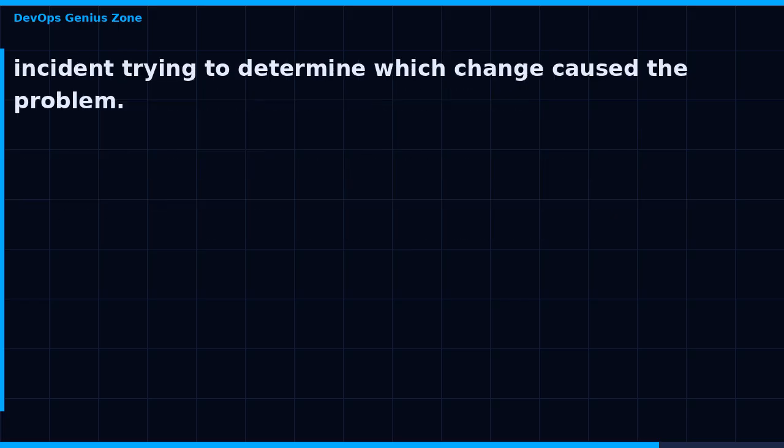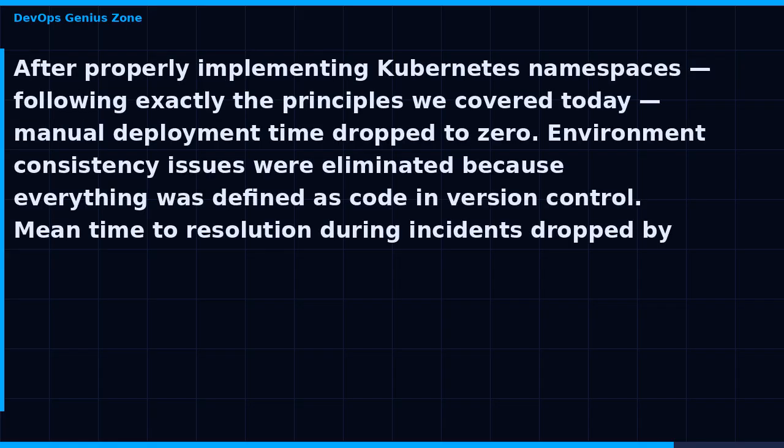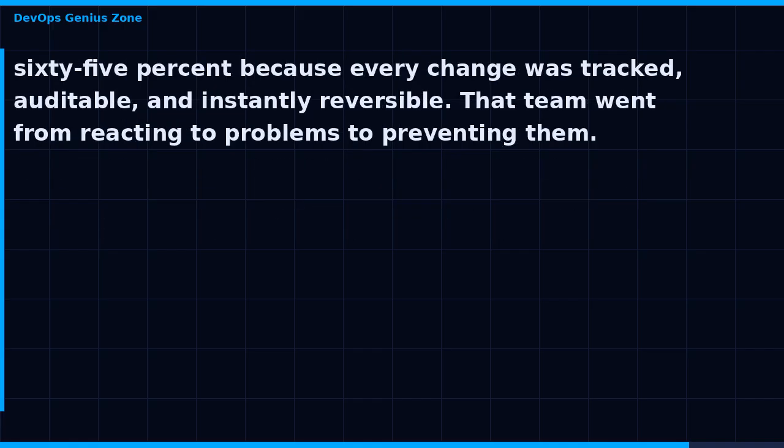After properly implementing Kubernetes namespaces, following exactly the principles we covered today, manual deployment time dropped to 0. Environment consistency issues were eliminated because everything was defined as code in version control. Mean time to resolution during incidents dropped by 65% because every change was tracked, auditable, and instantly reversible. That team went from reacting to problems to preventing them. That is the real value of mastering Kubernetes namespaces.